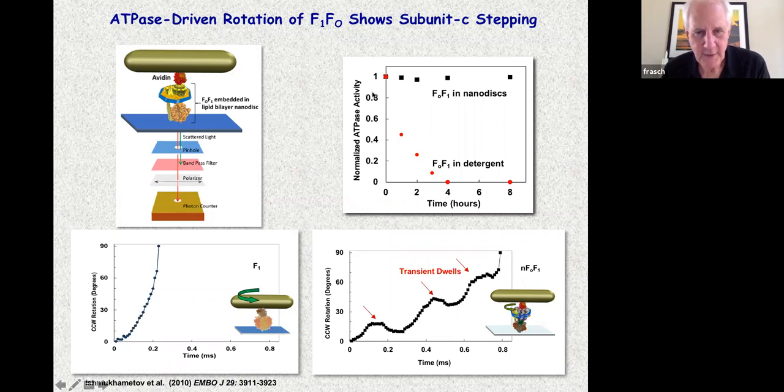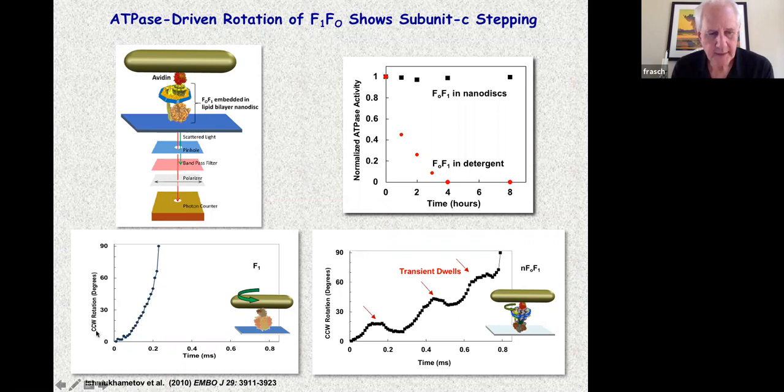Notice that if you are just using detergent solubilized, this is your ATPase activity. Within 4 hours, it's dead. But if you put them in nanodisks, you're still 100% at 8 hours. In fact, we've gone as long as 2 weeks. You only lose about 20% after 2 weeks. Of course, we don't do that. We just do it for the time we're collecting data. But it makes a huge difference in how well FO functions.